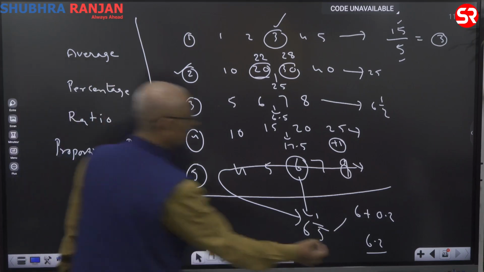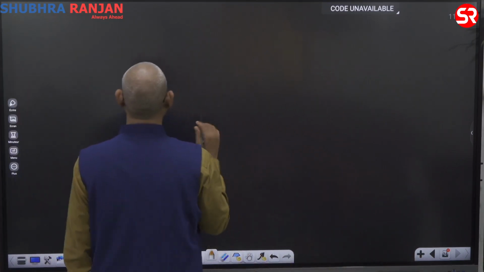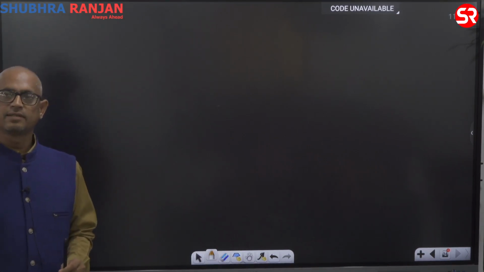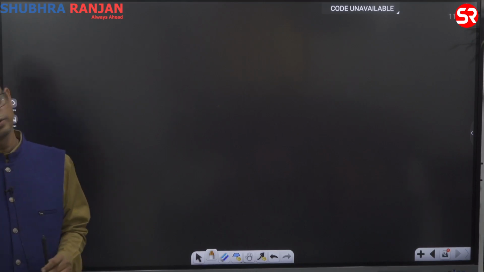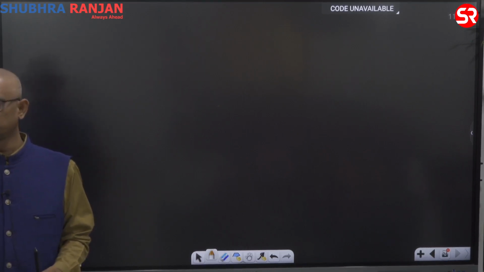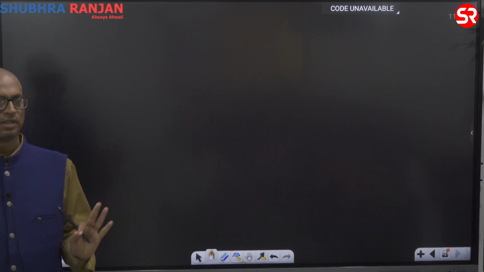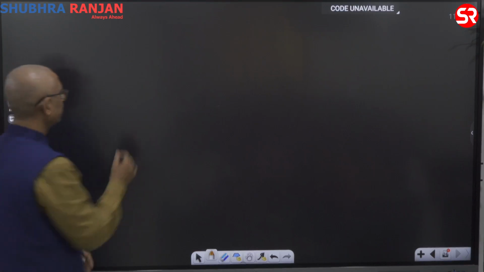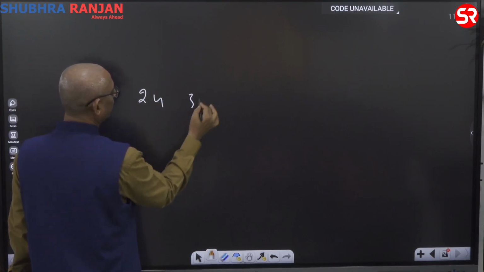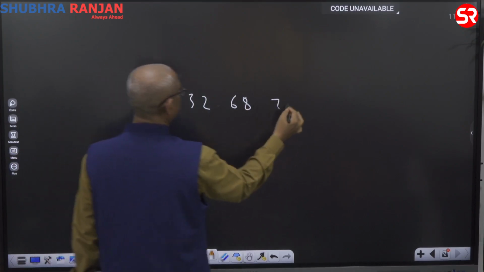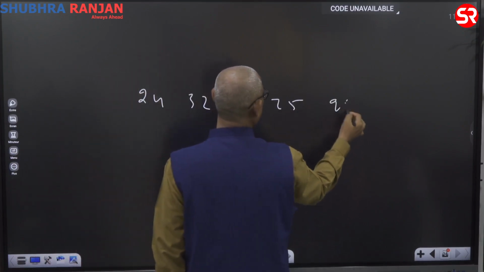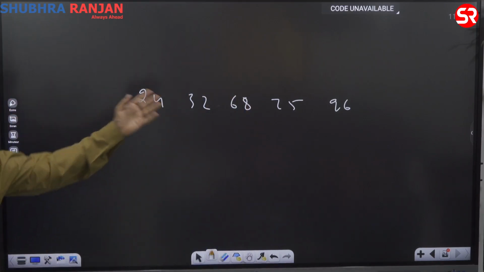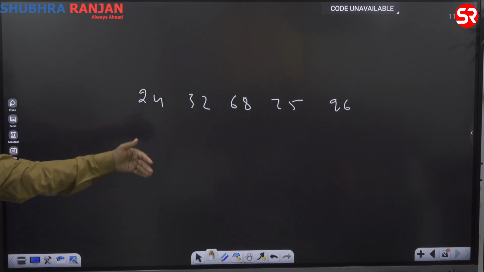Okay, now do this one. This is one process: if there is a possibility of consecutiveness, whether consecutive numbers, consecutive even numbers, consecutive odd numbers or consecutive multiples, make adjustments and get the answer. Understand, na? But if the numbers are random, with no consecutiveness, like 24, 32, 68, 75, 96, then what do you follow? Sum of the numbers by number of numbers.